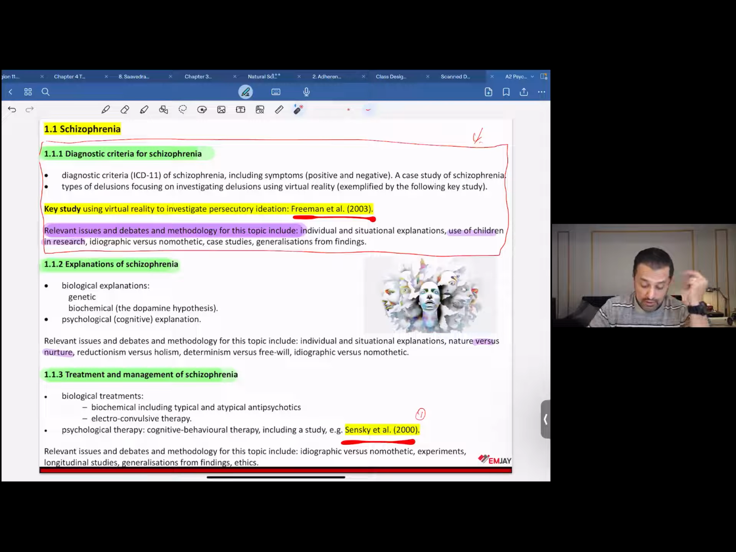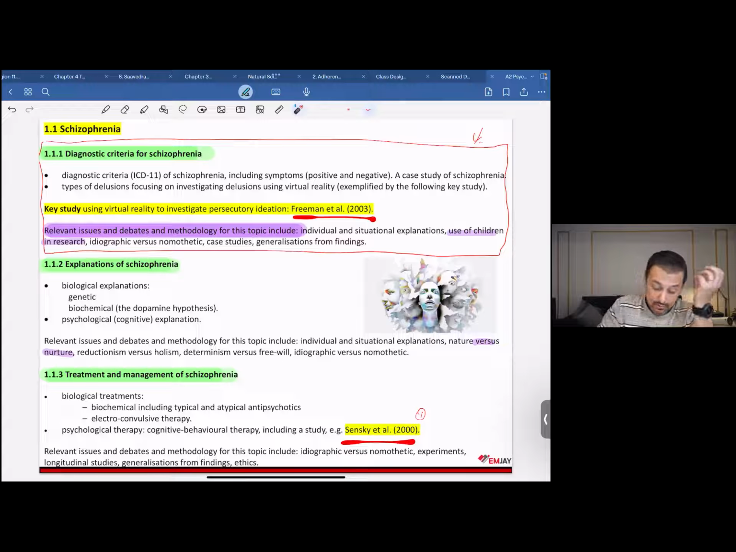For each particular section, remember the hierarchy. We started off with components. From components, we spoke about units, right? From units, I'm moving on to sections, right? This is a section, this part that I've highlighted over here in green. So for each section, the examiner or the CIE has recommended a couple of issues and debates along with methodology that we could evaluate our studies on.